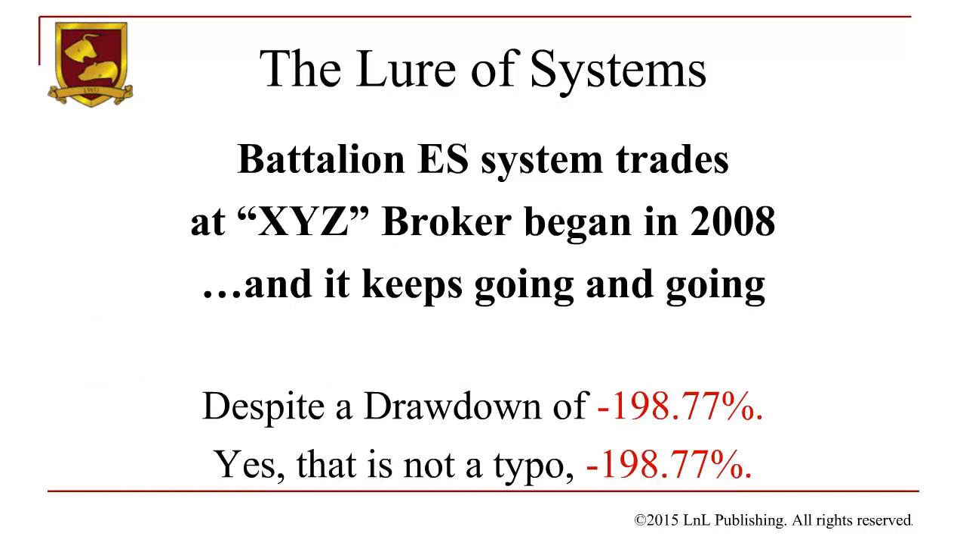There's a system right now called Battalion. It's an ES mini trading system. I'm not going to tell you what broker it's trading at. It began trading in 2008. They've had a drawdown of 198%. That's right, 198%, but it's still trading. People are still subscribing to this thing. That's how strong this idea of having an automatic system is.